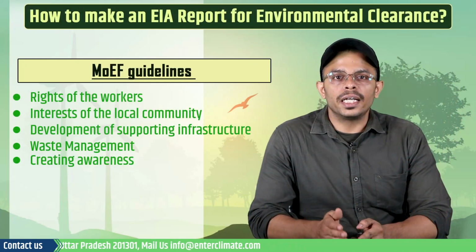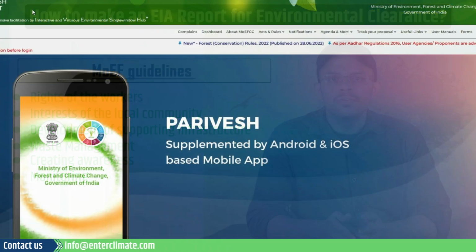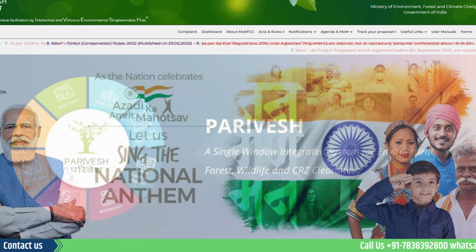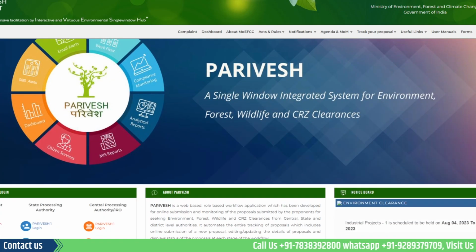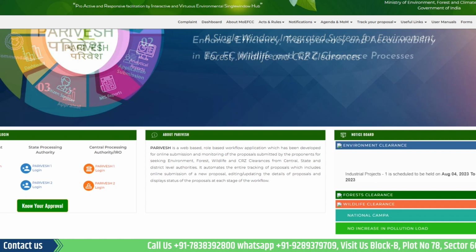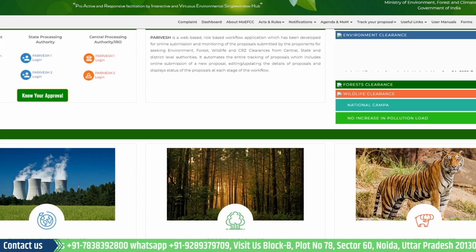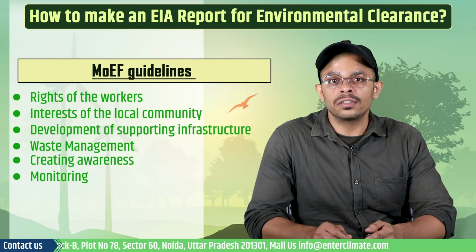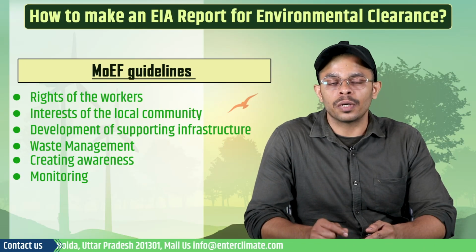And lastly, the guidelines on project monitoring. On the 1st of June and December of each calendar year, the project management must provide a half-yearly compliance report in respect of the previous environmental clearance terms and conditions. Also, all these reports must be made public as per the guidelines of EIA Notification 2006.